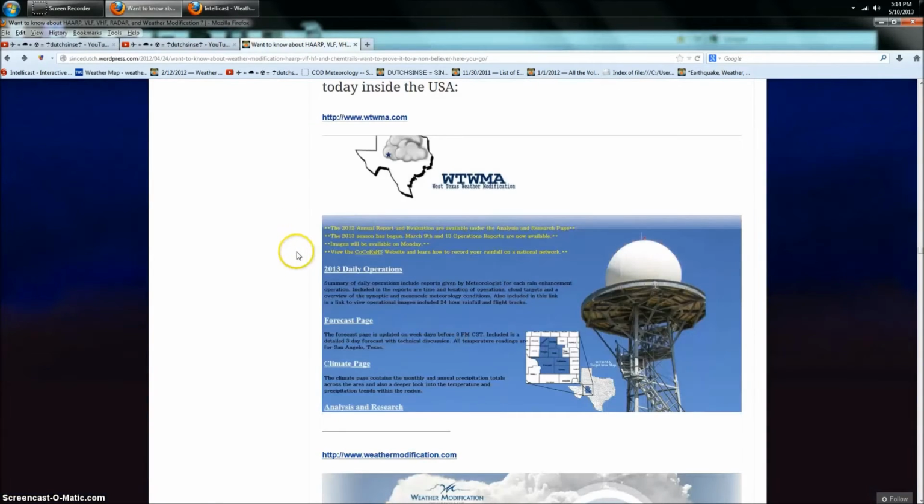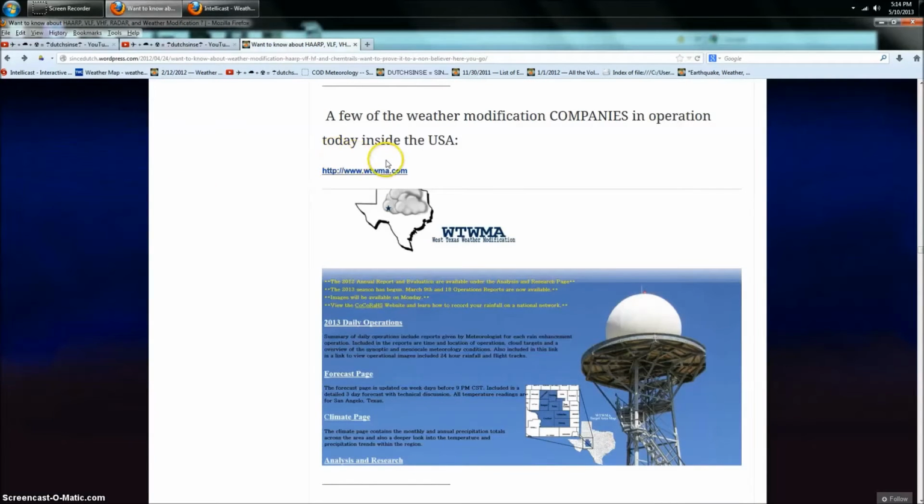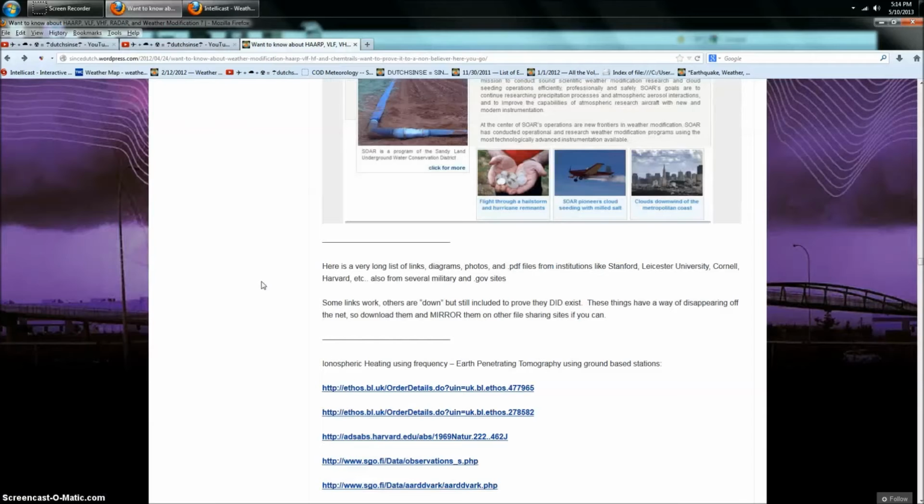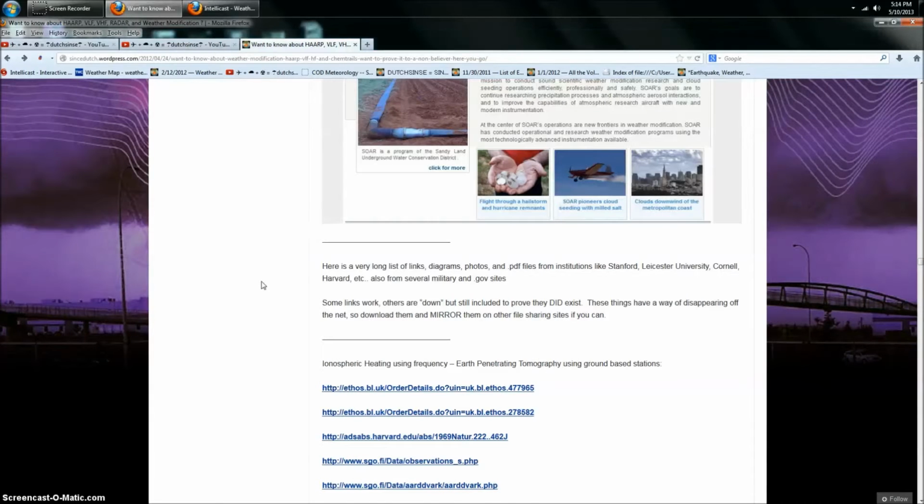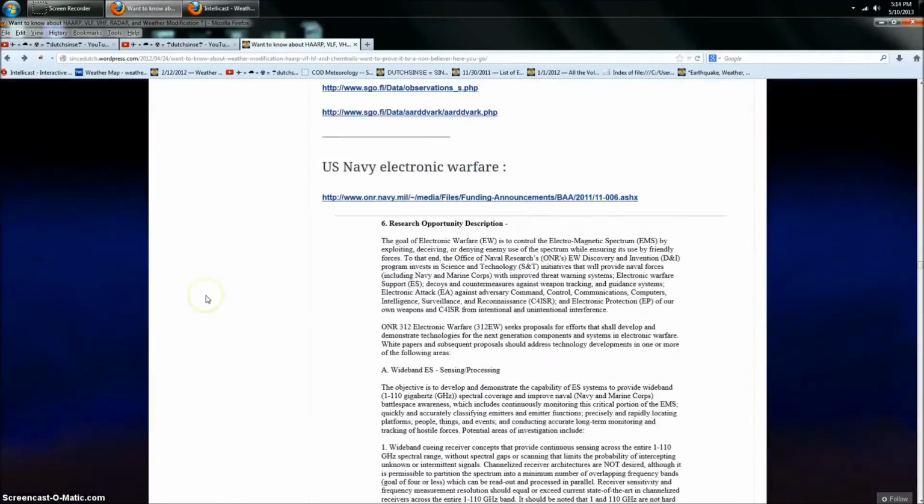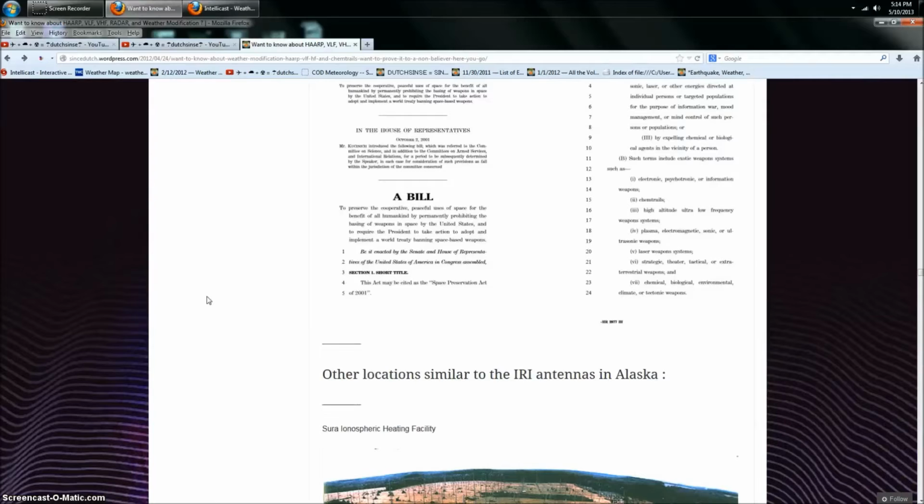Okay, and then you can get down here, you can see the companies that are doing it. West Texas Weather Modification Association, weathermodification.org. These are all companies that are actively doing cloud seeding, and they use radar in conjunction with cloud seeding to observe those operations, which is apparently news to the National Weather Service. We won't even go there.